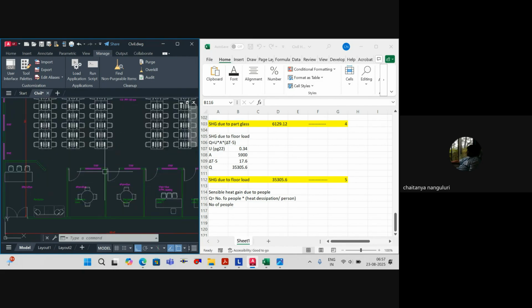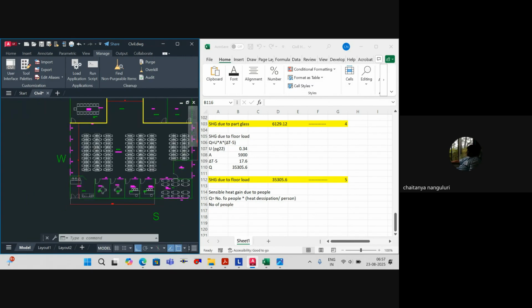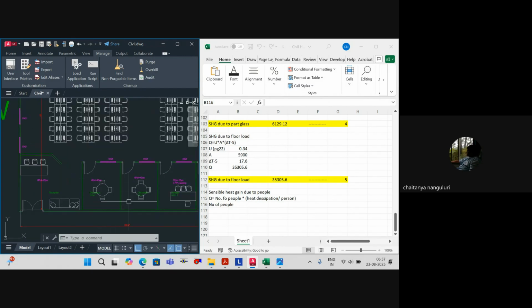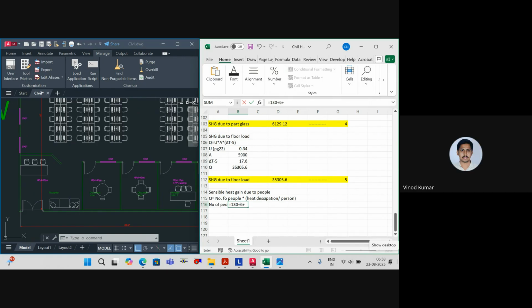Okay, that means externally people can come and discuss over here. So we can take even one discussion room at least as external people. So we can take it as how many is equal to 130. This is equal to 130 plus reception 6 guys plus three discussion room plus 4.